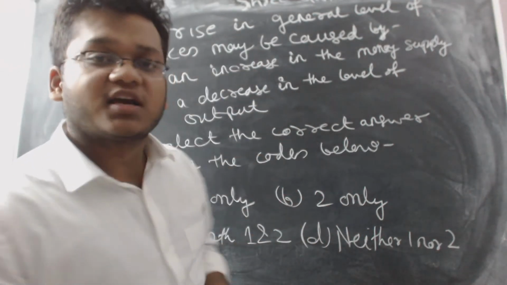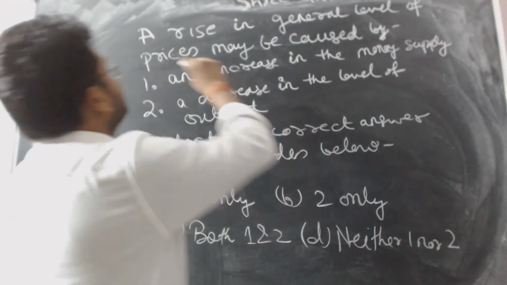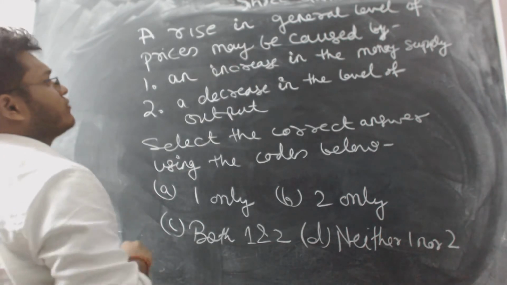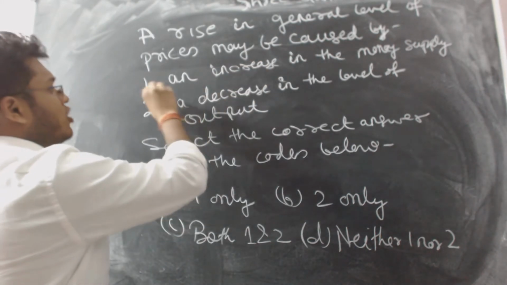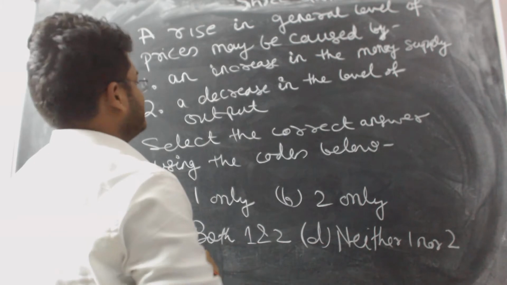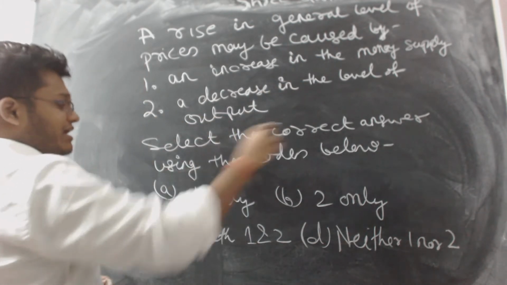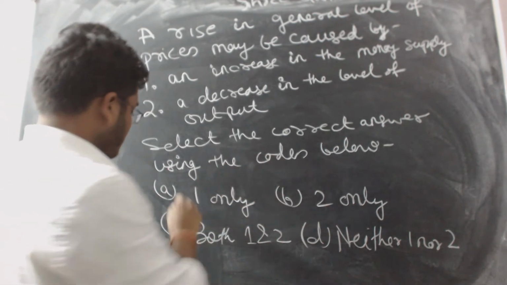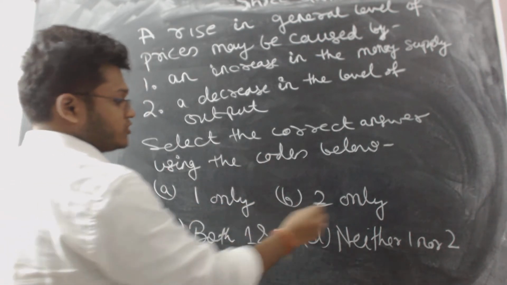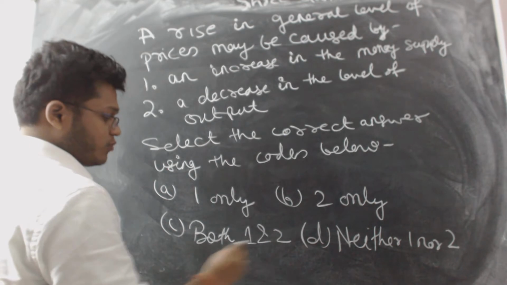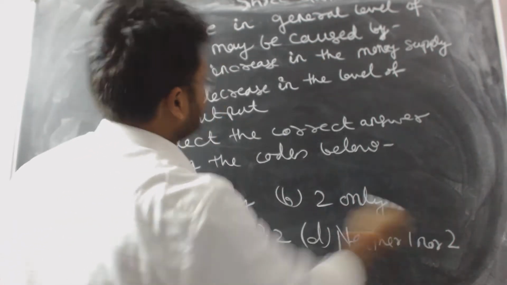Let us try and solve an economy MCQ today. It says a rise in general level of prices may be caused by option 1, an increase in the money supply, option 2, a decrease in the level of output. Select the correct answer using the codes below. Option A 1 only, option B 2 only, option C both 1 and 2, option D neither 1 nor 2.